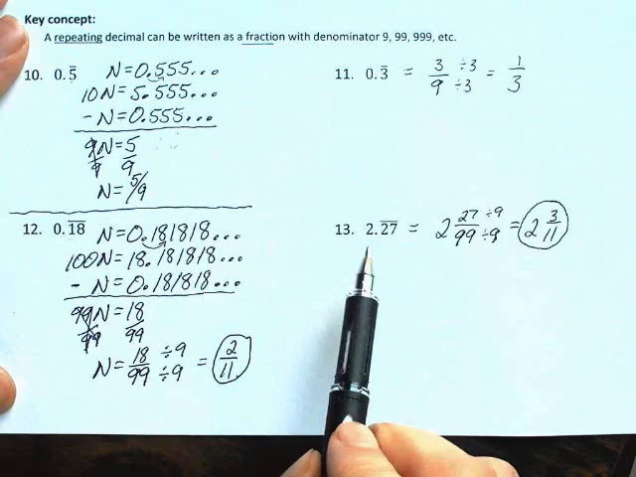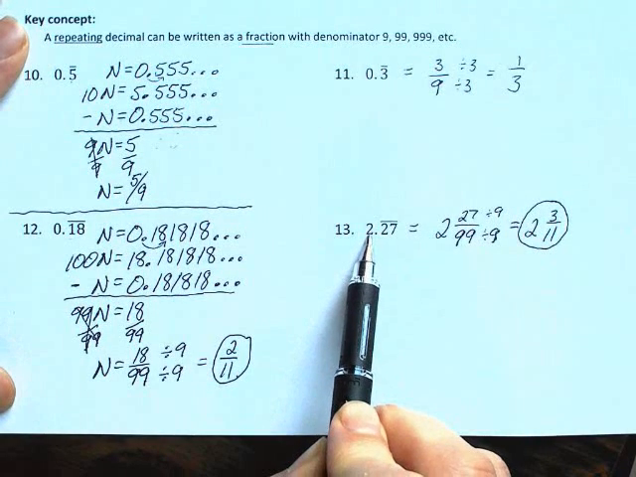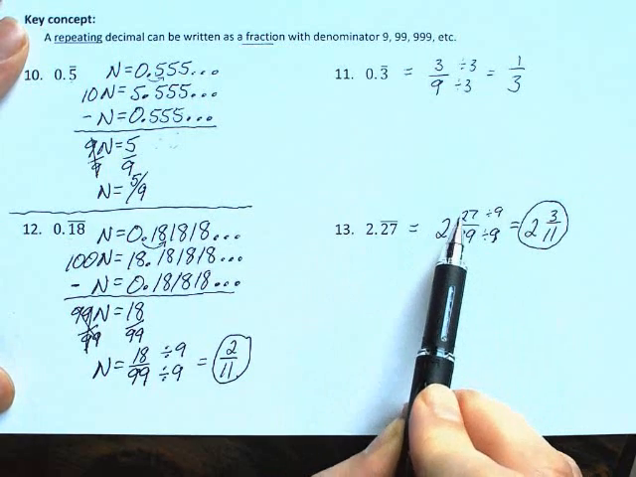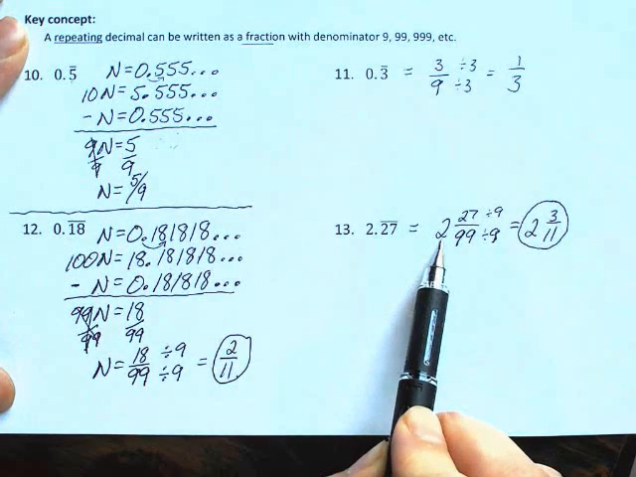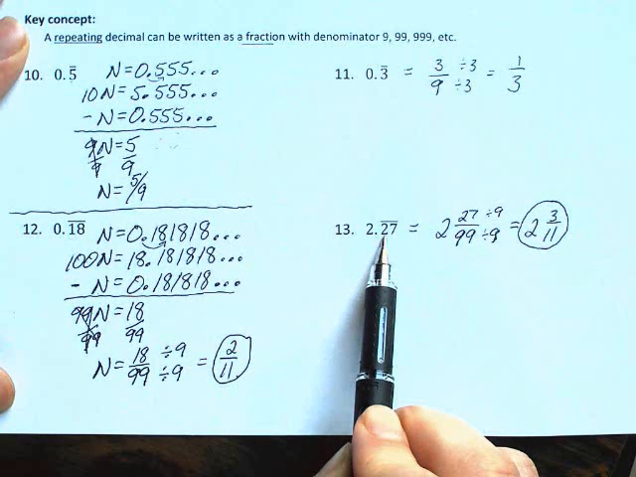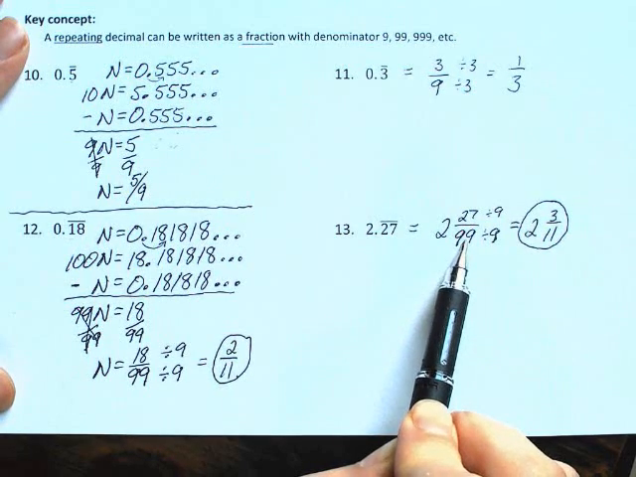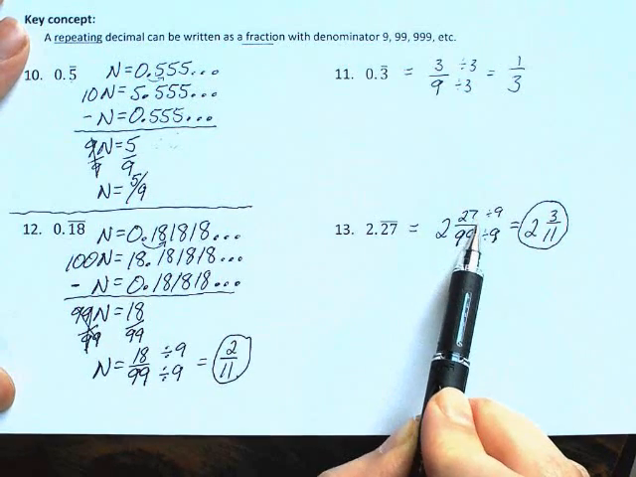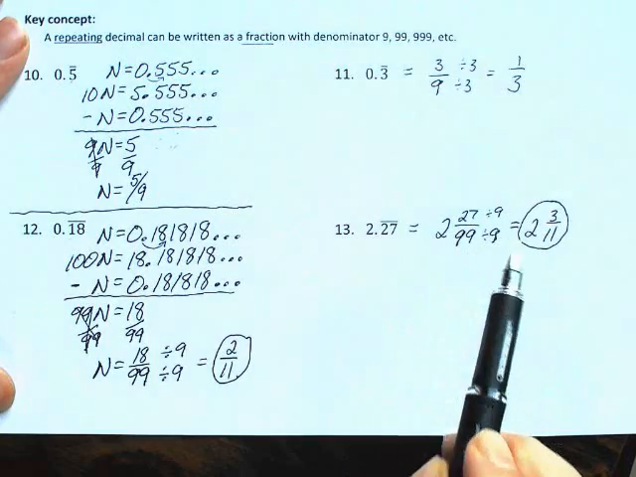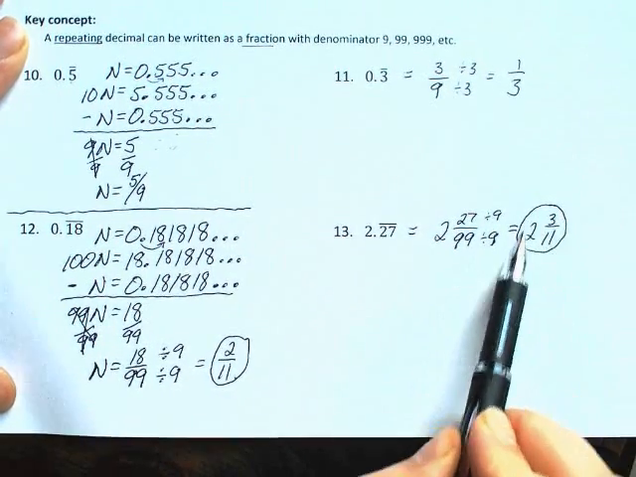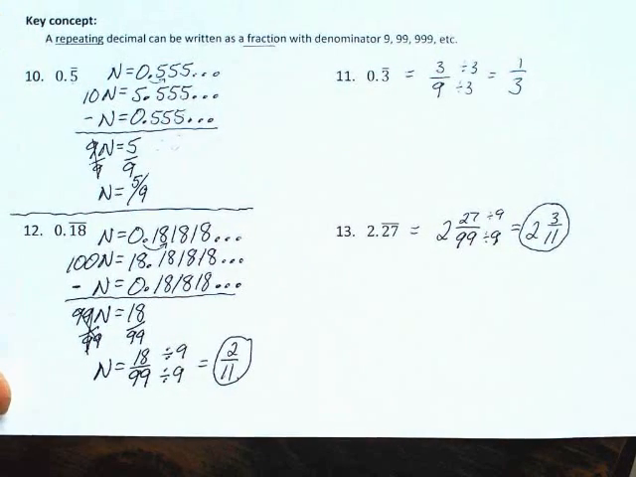And there's the answer to number 13. This time there was a number in front of the decimal point, so I knew I had a mixed number answer, and I was careful to put the whole number here so that I didn't lose it. And then for the repeating chunk that was 2 digits long, I used 99 as my denominator. Now 27 over 99 does reduce, and so I reduced them to get this final mixed number.